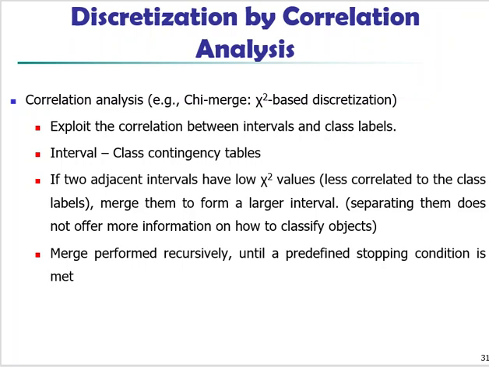So now we're going to introduce ChiMerge. This is a discretization algorithm based on correlation analysis. It is a supervised method, which means our goal is to best discretize a continuous variable based on the given class labels.